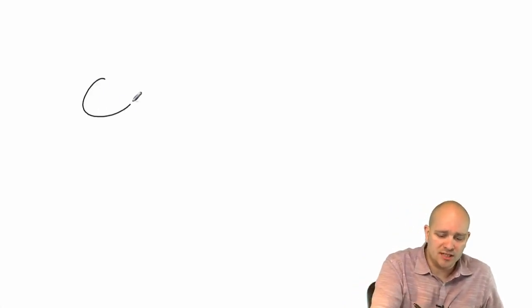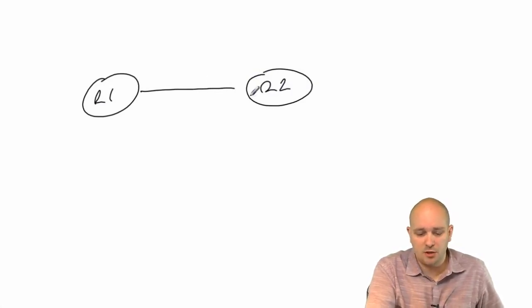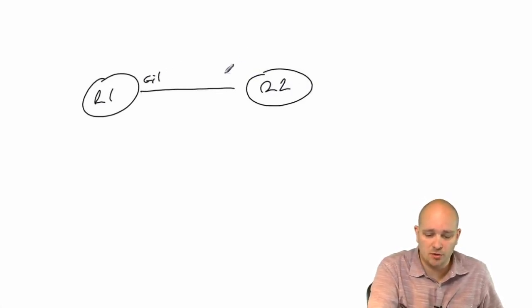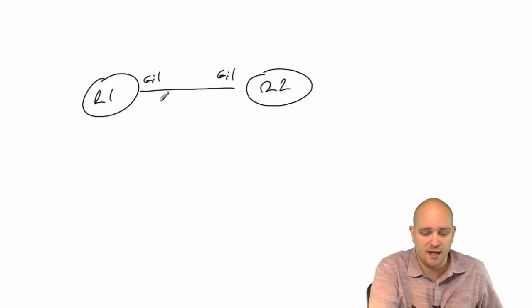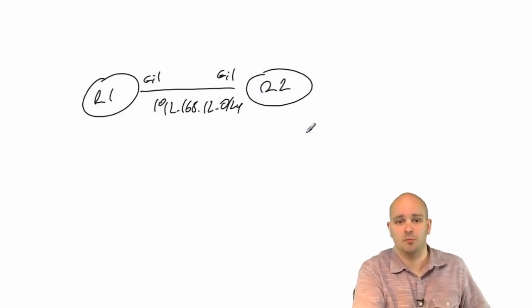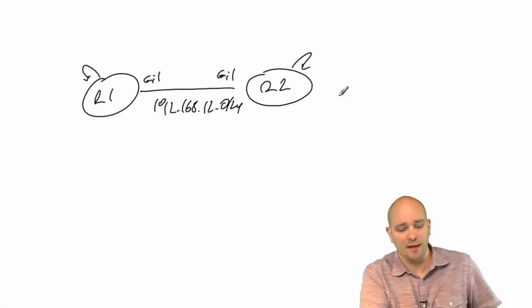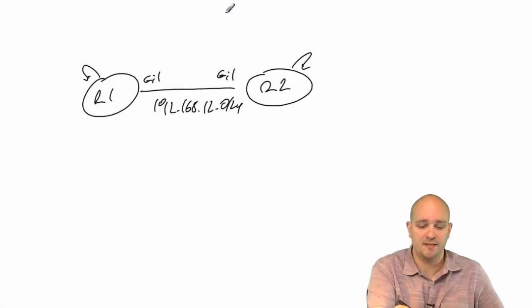Let's now take a look at a very simple BGP configuration in action. What I'm going to do here is set up just two routers, my R1 and R2, interconnected on gigabit interface 1 on this side, gigabit interface 1 on this side, and I want to run the 192.168.12.0/24 network between them. There is going to be a loopback here and there is going to be a loopback here, but we'll get to loopbacks in a moment.